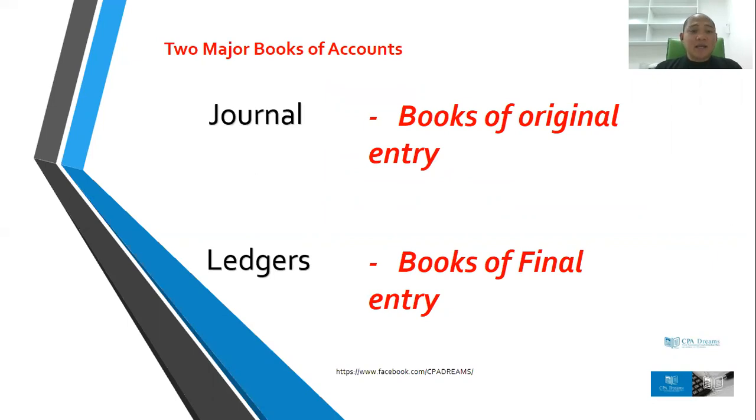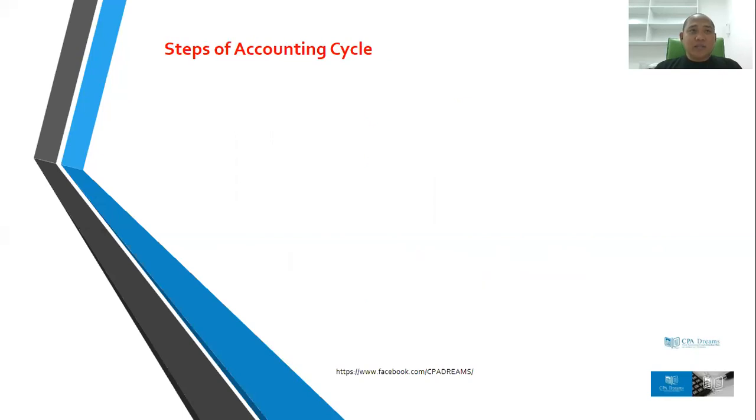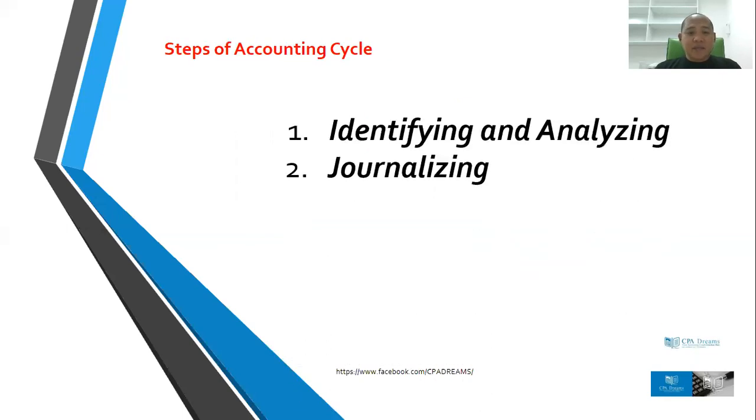But let's take a look at the steps of the accounting cycle. First step is identifying and analyzing transactions and events. This means from the source documents, you analyze and identify the business transactions. And from there, you are going to think what will be the impact on the accounting equation, assets equals liabilities plus equity. Then you are going to journalize. So journalizing is the second step. So this is where the journal comes in.